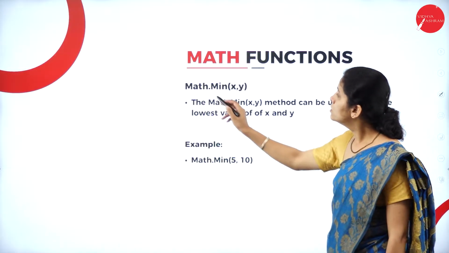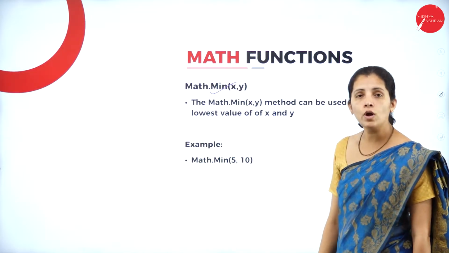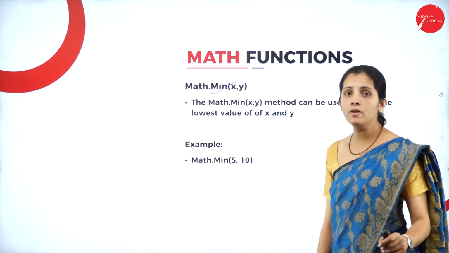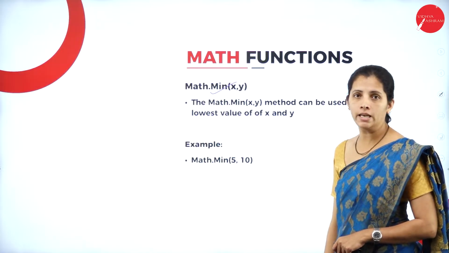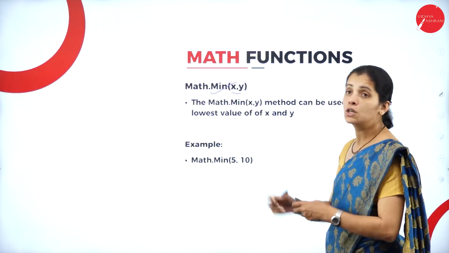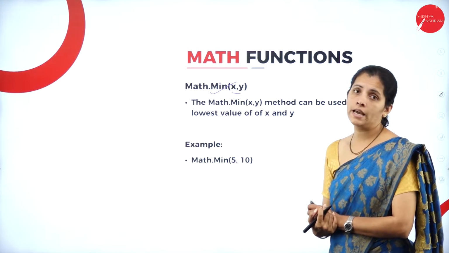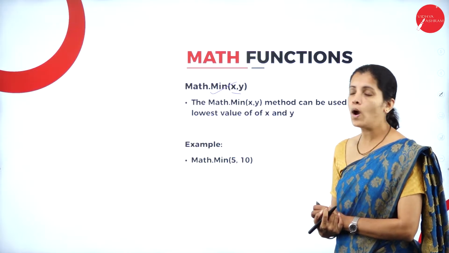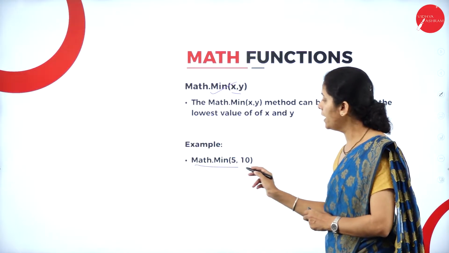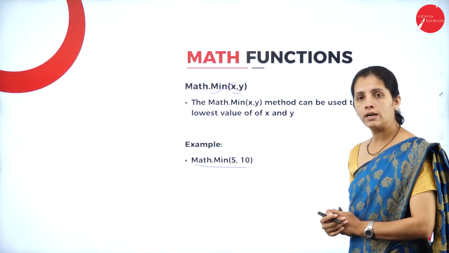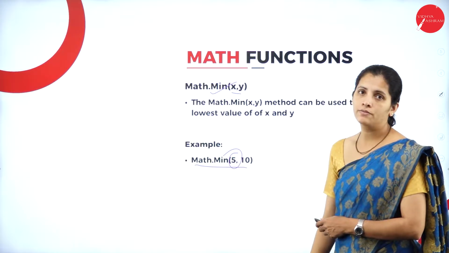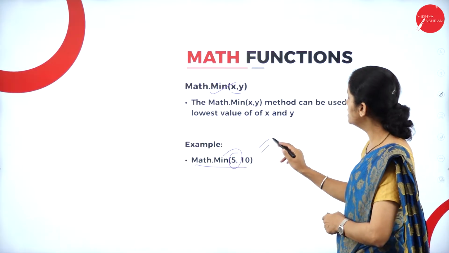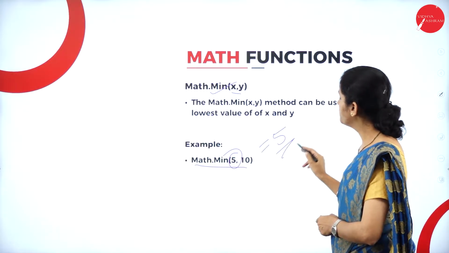Now to find the smallest value or minimum value, I'm going to have the method called min, and I'm going to pass two arguments, say x and y. So this is my example. And what is the minimum value I'm going to have here? That is 5. So the output here is 5.